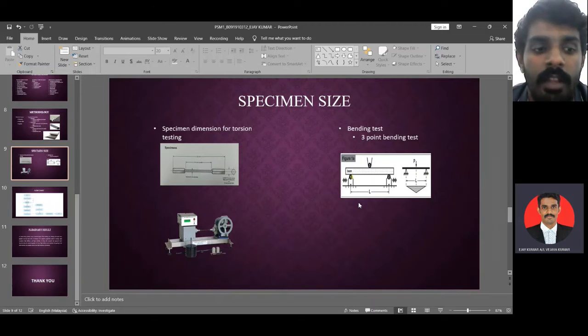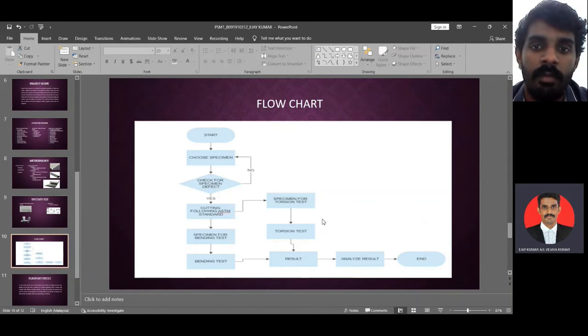While for the bending test, prepare a specimen as per ASTM standard. The specimen is placed horizontally across the two supports. Then force is applied in the middle of the two supports and the result will be recorded until the specimen is fractured.